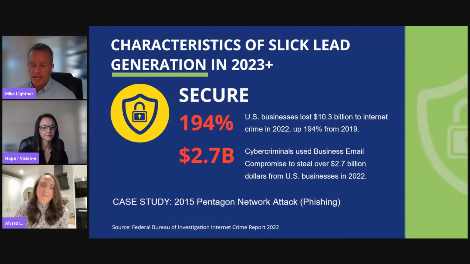So on the security side, this was something that really accelerated, and I want to focus on that first statistic. The losses to cybercrime went up 194% in the United States from 2019 to 2022. Over that period of the pandemic, over $10.3 billion was lost last year alone due to internet-based crimes in the United States. And going back to the business card in the fishbowl example, 2.7 billion of that was due to compromised email, so attacks issued through email.